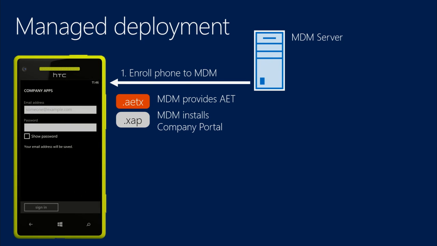Now, for a managed deployment, you're pulling directly from the MDM server and enrolling the phone. So your users are actually taking their phones, going to the company app section in settings, and pointing directly to the MDM that they need. The MDM will provide the AET, and it will install the company portal where they can find all the apps that you actually specify that are available for their device or for their group.